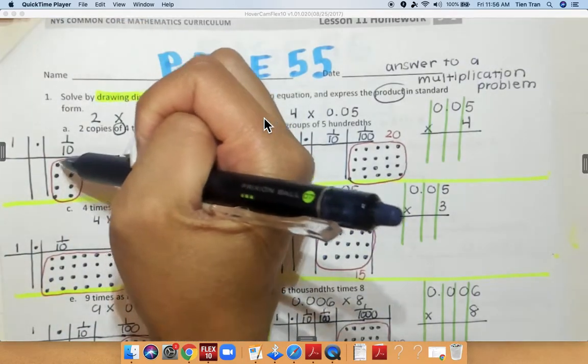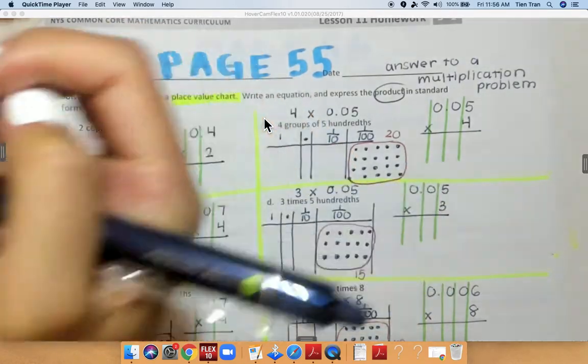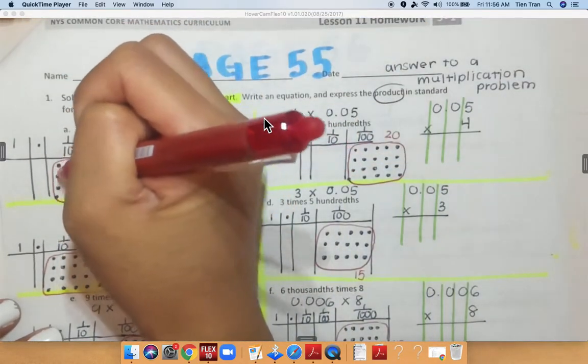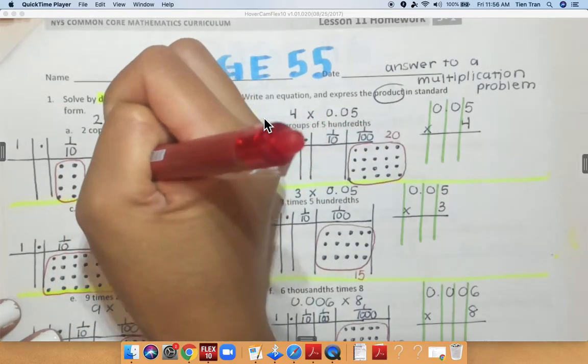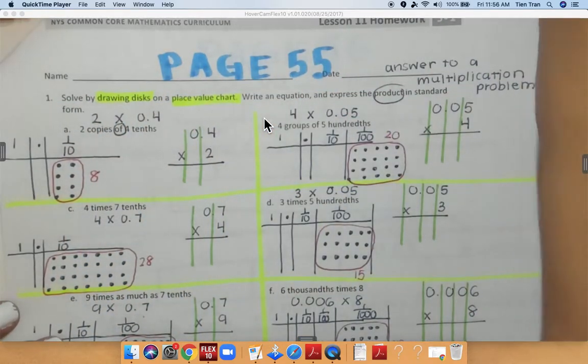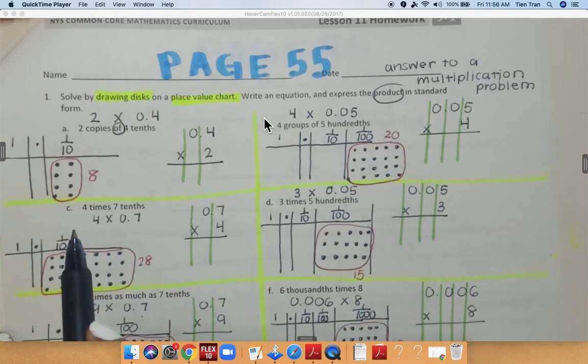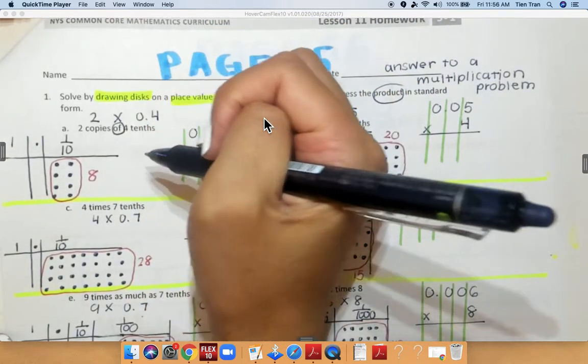So that means I have 1, 2, 3, 1, 2, 3, 4, 5, 6, 7, 8. Because 2 times 4 is equal to 8. Now, that is 8/10, right? So the answer is equal to 8/10.